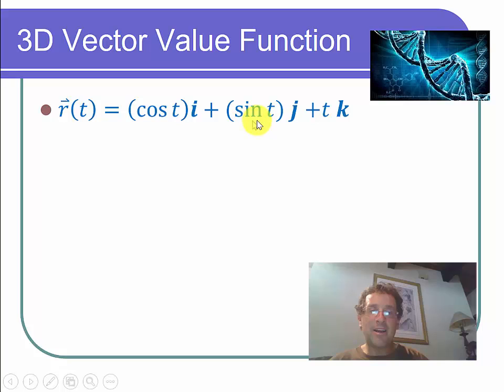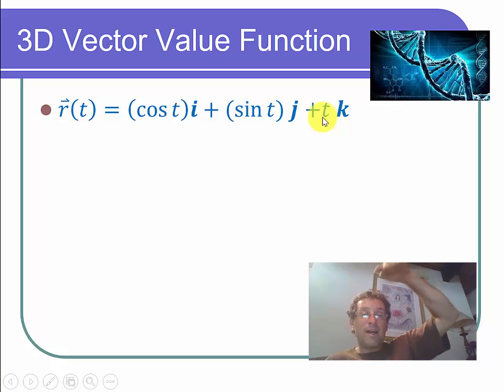And if we do that, we get cosine of t i plus sine of t j. So that means x is cosine of t and y is sine of t, and that's just the unit circle. So we can see that at least the shadow on the xy plane should be the unit circle. But we can't ignore the t k, because as time goes forward, we can see that the z component, or the k component, is moving upwards. So we're going to go around a circle, but we're going to go up as we go around that circle.